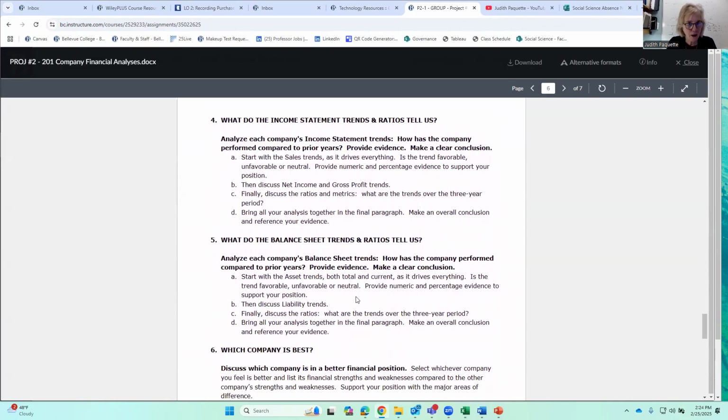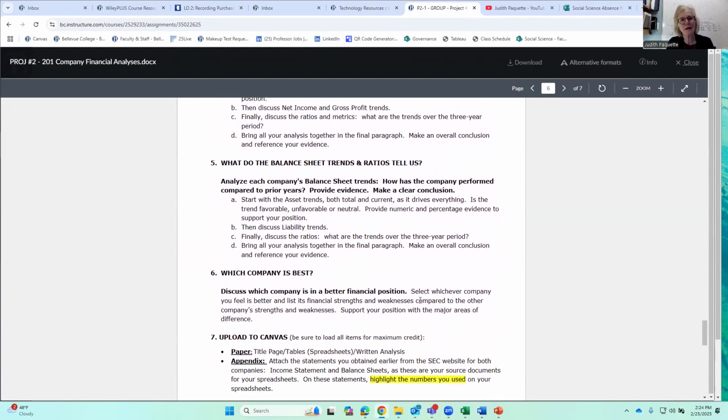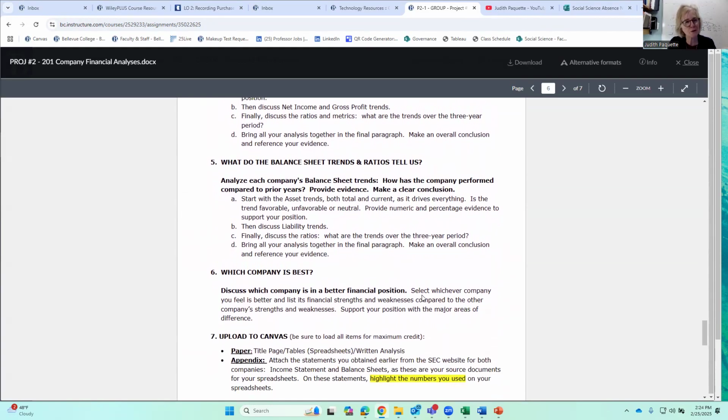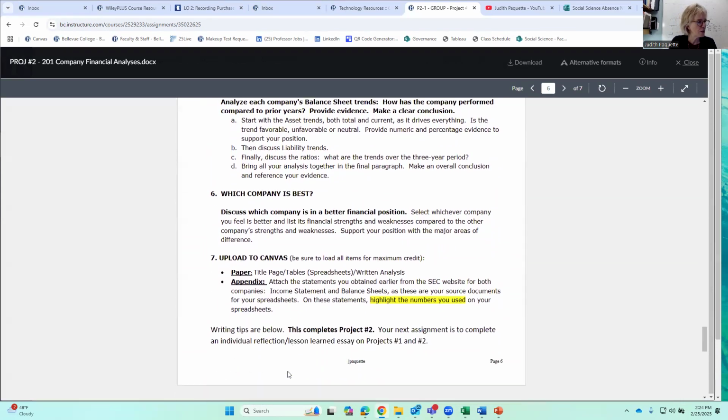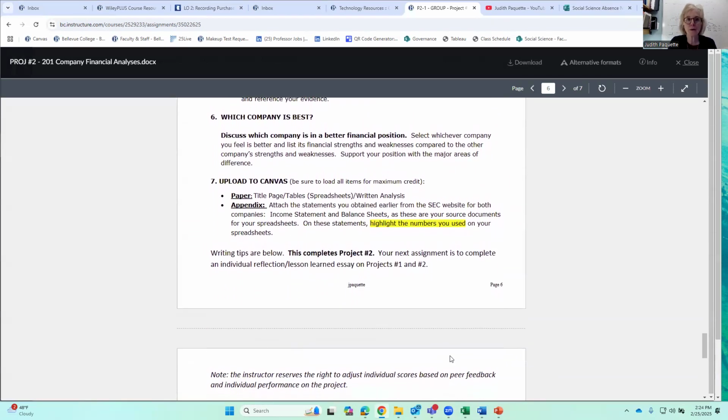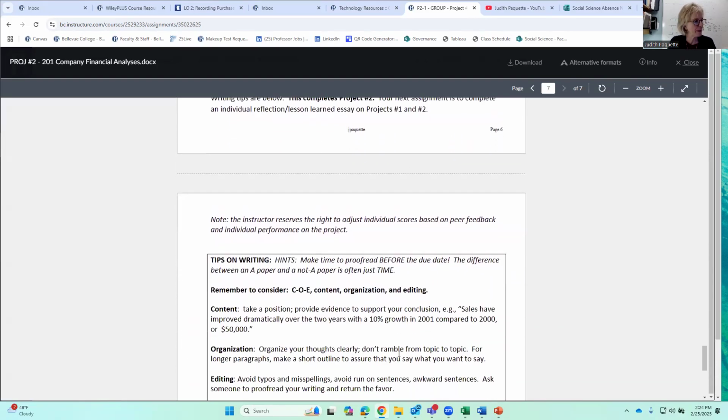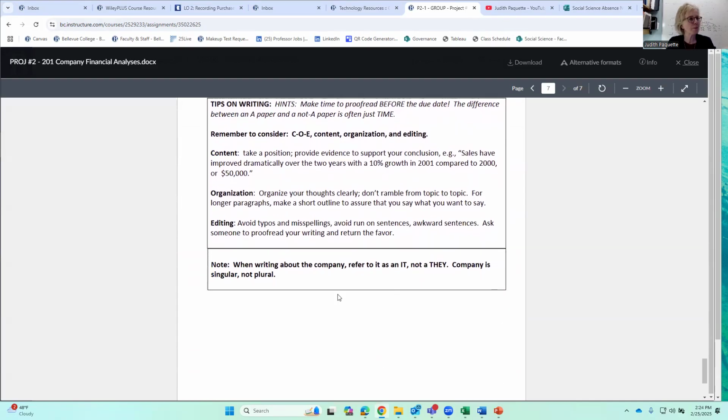And the writing is not meant to be a 16-page paper. You're answering basic questions. What was the sales trend? What's the net income and gross profit trend? And discussing your ratios, and then making an overall conclusion. You'll do that for the income statement and for the balance sheet. And then just like you did with your business models, you'll say which company is best. So for this week, you need to get together with your team, pick somebody to go find the statements, upload one set of statements per company, and then assign your work by Friday.